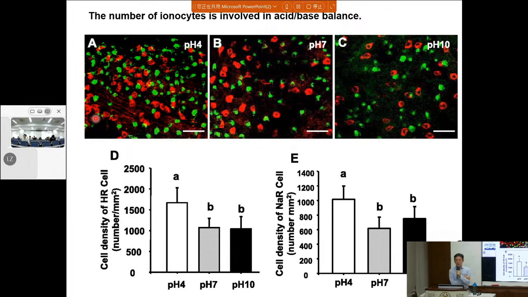So by using immunohistochemistry, we can see at least two types of ionocyte or mitochondria-rich cell in the gill. So one is labeled by red, called sodium potassium ATPase rich cell. The other is a proton ATPase rich cell. So they are different types of ionocyte. And over here, you can see the proton pump rich cell.